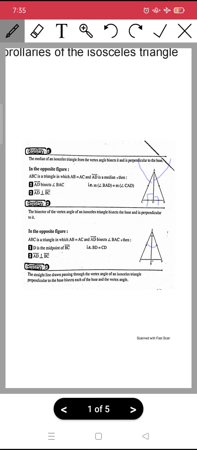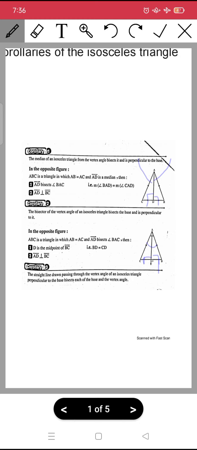Corollary 2: the bisector of the vertex angle, the line which bisects the vertex angle of an isosceles triangle, meaning the line which divides the vertex angle into two equal angles, bisects the base. That means CD will be equal to DB and it will be perpendicular, meaning measure angle ADB equal to measure angle ADC.